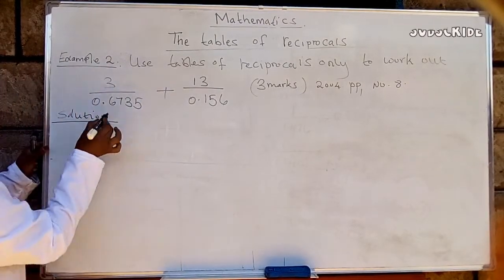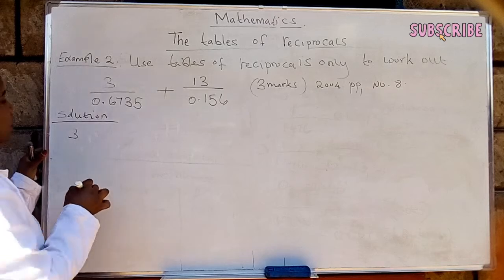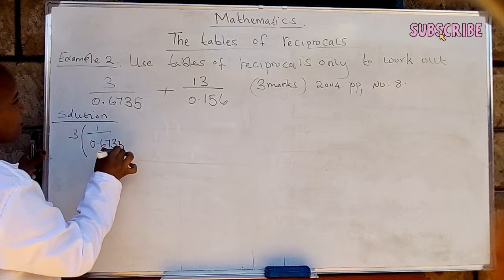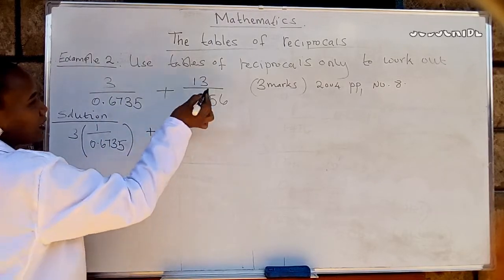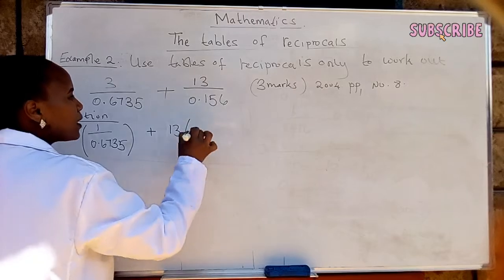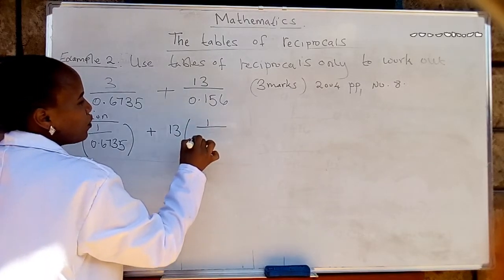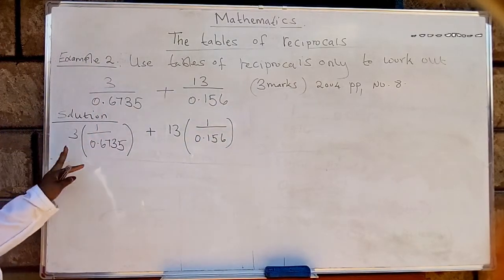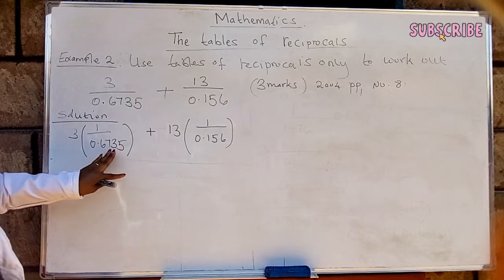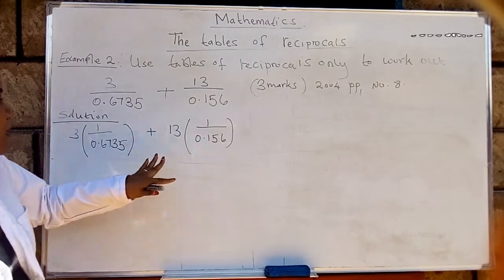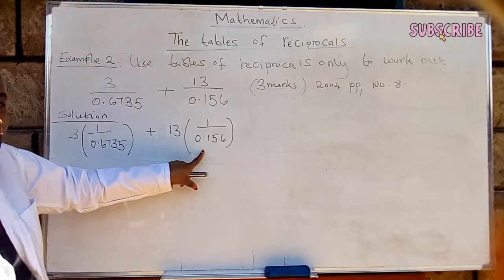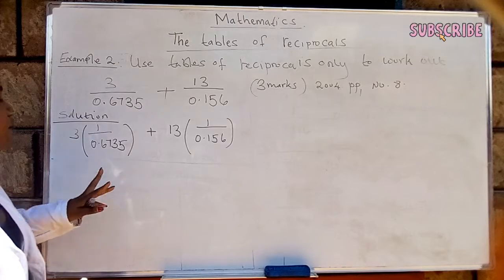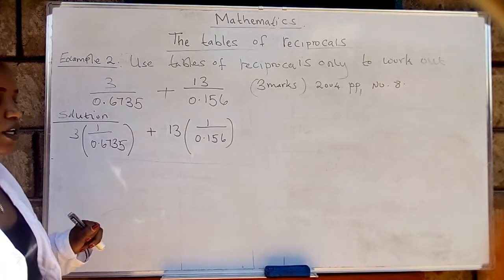Okay, so this is the same as 3. If I factor out 3, I shall have 1 over 0.6735 plus, I factor out 13, I shall have 1 over 0.156. So having done that, it means we are going to find the reciprocal of these two numbers. Then we multiply by 3, and here we multiply by 13. But looking at these numbers, they are all less than 1. Therefore, the next step is to write the numbers in standard form.